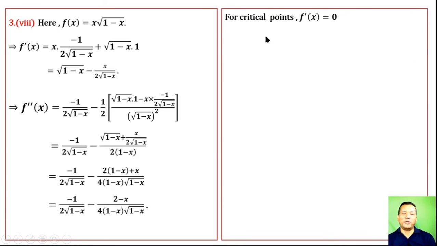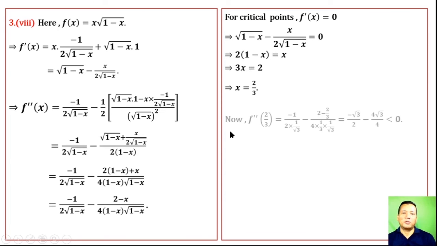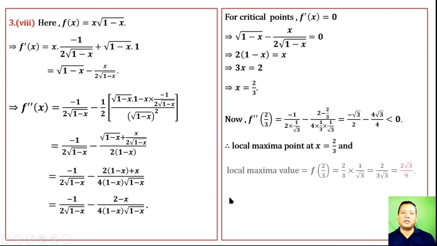For critical points or for extreme values, f'(x) equal to 0 gives, solving, we get this, x equal to 2 by 3. Now f''(2 by 3), we get a negative number less than 0. Therefore, local maxima point at x equal to 2 by 3 and local maxima value is f(2 by 3), that is, putting x as 2 by 3, we get 2 root 3 by 9.